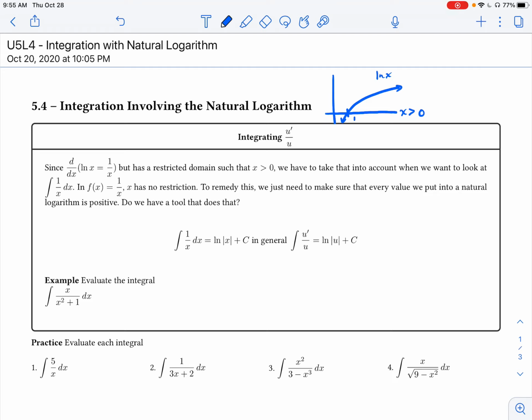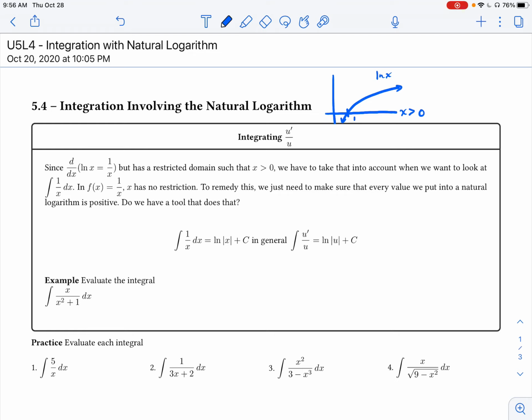So because the natural logarithm has a restricted domain, we need to take that into account when we are integrating its derivative, 1 over x. What we effectively need to make sure is that when we integrate 1 over x, we get a natural logarithm such that we are evaluating the natural log of only positive values. Now ask yourself, do we have some type of tool that does that? And the answer is yes, absolute value.